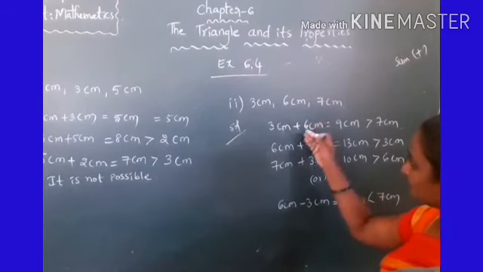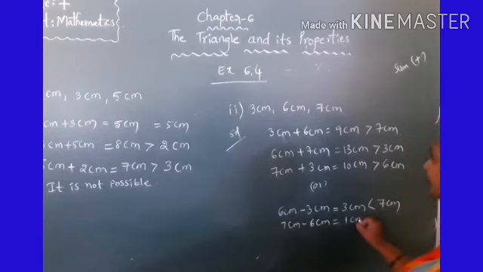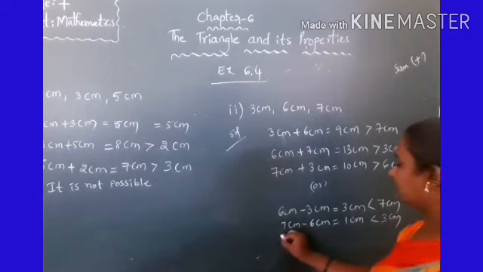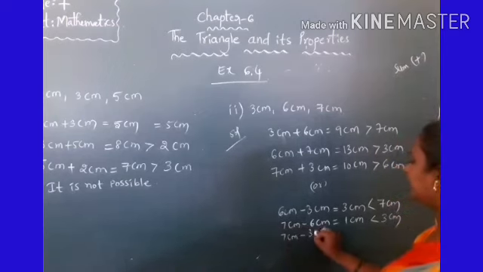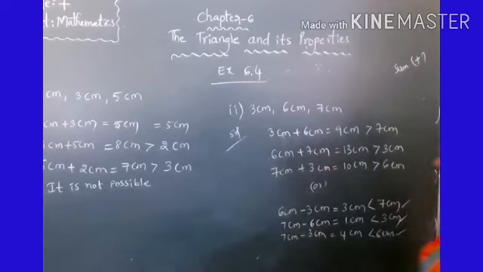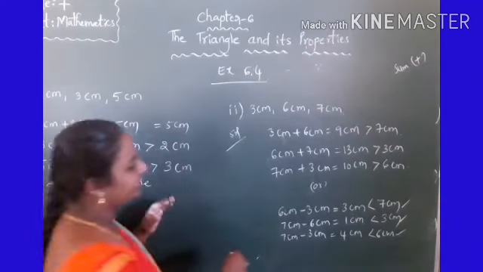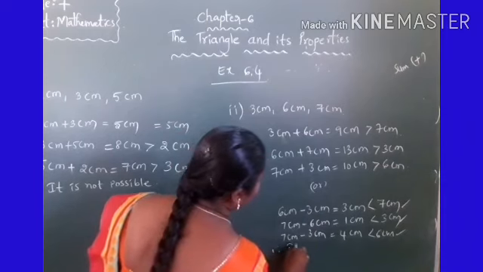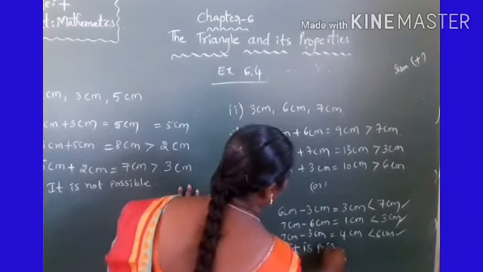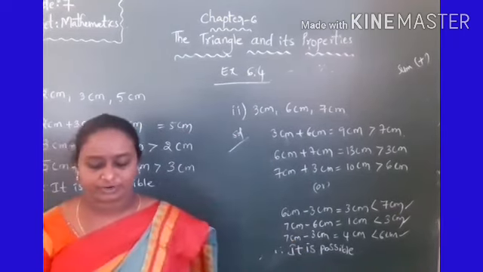And next, take 7 centimeters minus 6 centimeters. Yes, 1 centimeter. This 1 centimeter is less than the 3 centimeters. And next, 7 centimeters minus 3 centimeters is equal to 4 centimeters, which is less than 6 centimeters. It is also applicable. So that's why it is possible to construct a triangle. So you write here, therefore it is possible. It is possible.